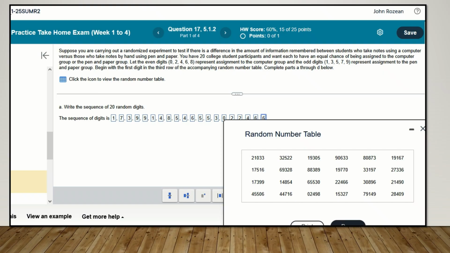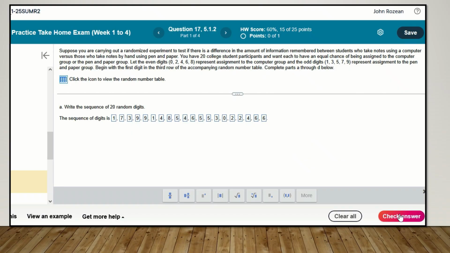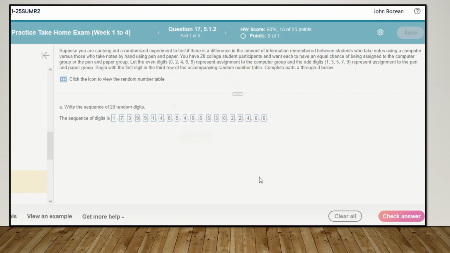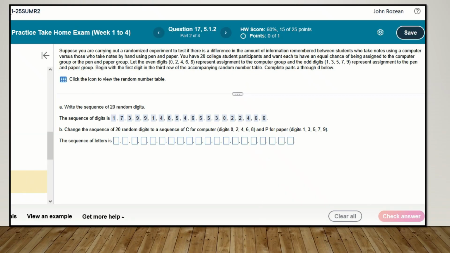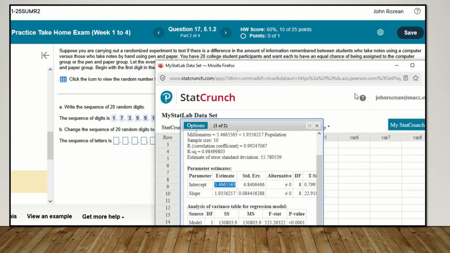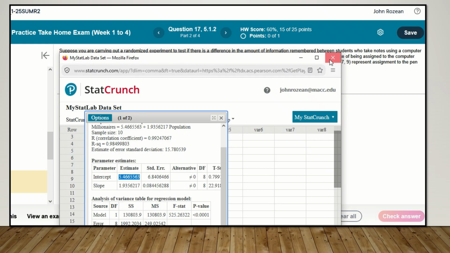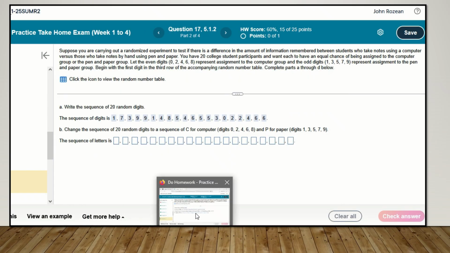Well, there's 5 in each bit. 4 times 5 is 20. So we'll go ahead and check. Let's just check our answer here. There, we got it. Now we're going to convert these over. Now we don't need that table anymore. We don't need StatCrunch anymore. Let me save some RAM on this old computer here.